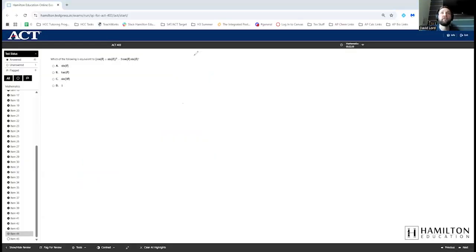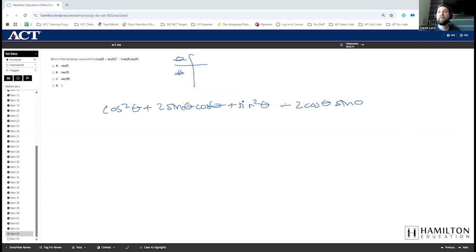Question 44. Which of the following is the equivalent of this? Well, one thing you could definitely do is just plug in a bunch of different random numbers for the angle and see which one works out eventually. However, if you multiply it out, you get cosine squared theta plus 2 sine theta cosine theta plus sine squared theta minus 2 sine theta cosine theta. Sorry for my handwriting. And something beautiful happens. Things go away. And then you're left with cosine squared theta plus sine squared theta, which is the fundamental identity of trigonometry. And that is always equal to 1. So definitely plug in random numbers or know your identities.